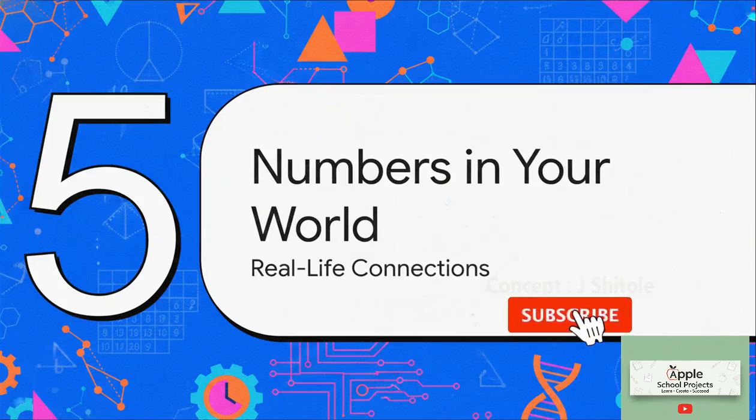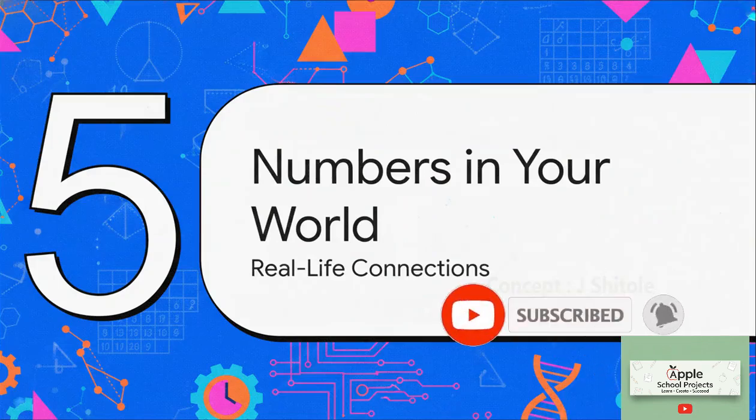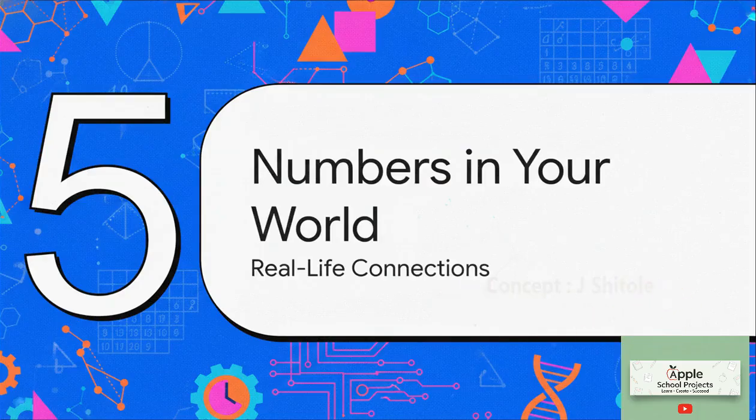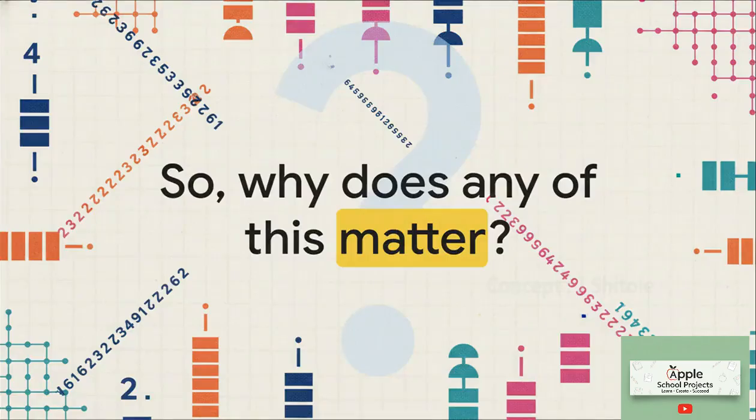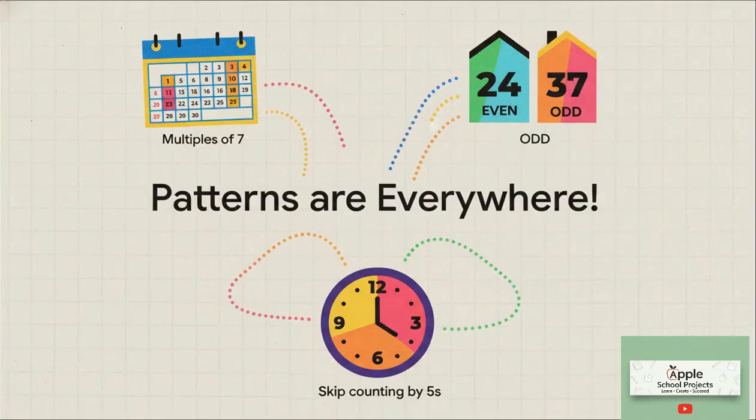So we found all these amazing patterns, these secret codes, but you might be thinking, okay, that's neat, but what does it have to do with my life? Let's connect these dots. And that's a totally fair question. Why should we care about this stuff? Well, the truth is, once you start to see these patterns on the chart, you start seeing them everywhere. Seriously, think about it. Your calendar? It's just a grid built on multiples of 7. The house numbers on your street, they're sorted by evens and odds. And a clock? You're just skip counting by 5s every time you look at the minute hand. Math is literally the hidden language that organizes our world.